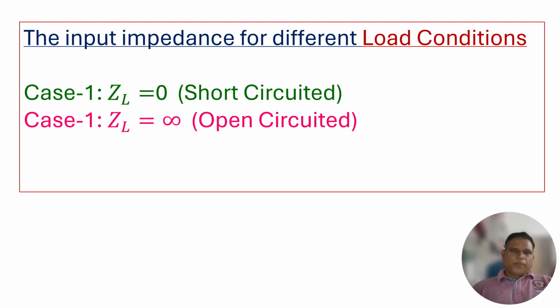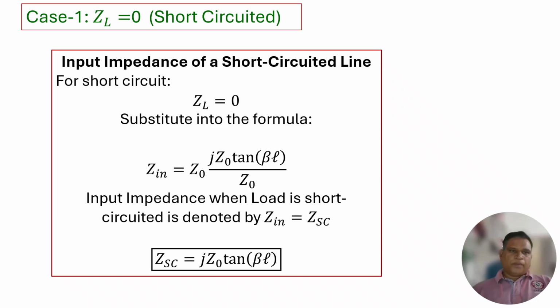Similarly, for the input impedance under different load conditions, we'll consider first ZL is equal to 0, which is called short circuited, and ZL is equal to infinity, which is called an open circuited transmission line. First case, the short circuited transmission line, ZL is equal to 0. The input impedance of a short circuited transmission line, short circuited means ZL is equal to 0.